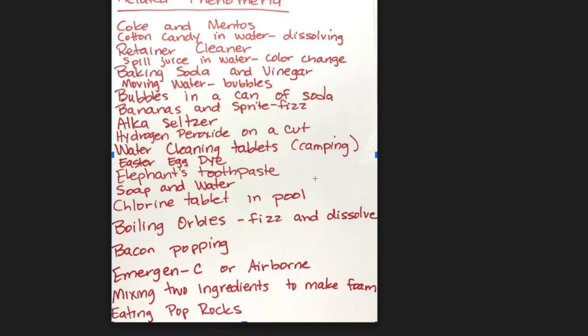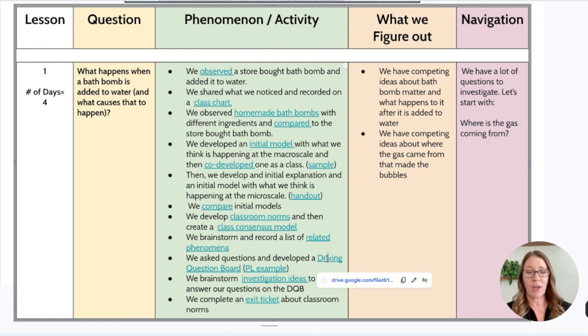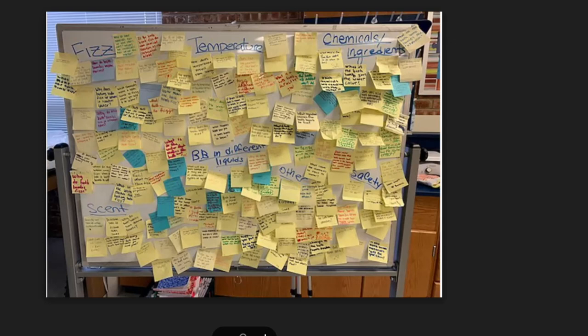So all of these different things students have experimented with or seen or experienced. And so they can connect this to the unit. That means we're not just explaining one thing. And if we do, we can probably explain a lot of these too. So then we're going to create a list of questions and we're going to create a driving question board. Now, I will tell you, here's a sample that comes, I think, from the teacher guide.